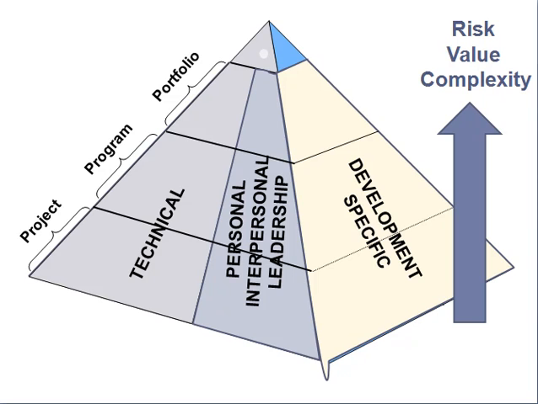Now, as you look at the competency model we discussed earlier, there are technical, personal, and interpersonal and leadership competencies required at each of these levels. The important thing is to recognize that as the risk, value, and complexity increase from project to program to portfolio, these skills must increase as well, forming the pyramid you see in this picture.